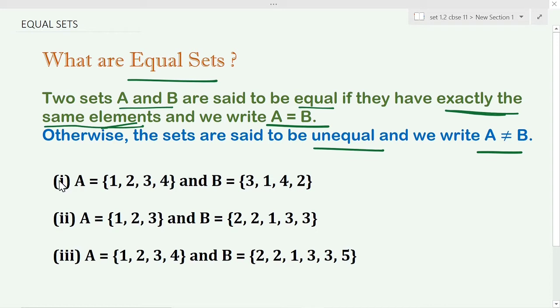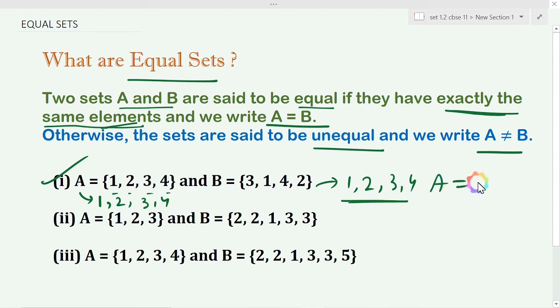Now look at some examples. A equals {1, 2, 3, 4}. So the elements of A are 1, 2, 3, 4. Now the elements of B are 3, 1, 4, 2. That is, it also contains 1, 2, 3, 4. Not in the same order but contain the same elements. So A contains 1, 2, 3, 4, also B contains 1, 2, 3, 4. Not in the same order but the same elements. So here we can say A equals B.